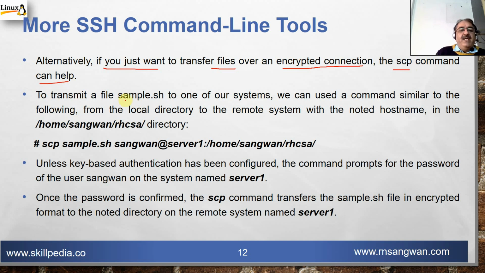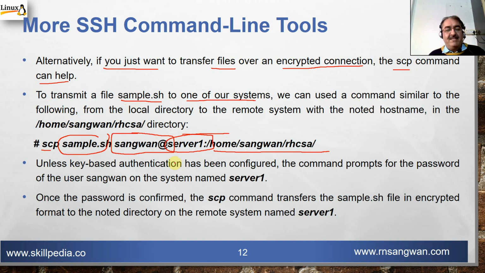To transmit a file, let's say sample.sh, to one of our systems, we can use a command similar to the following: scp file name and the remote username at remote machine name, followed by the directory where you want to copy. Let's see this scp also.